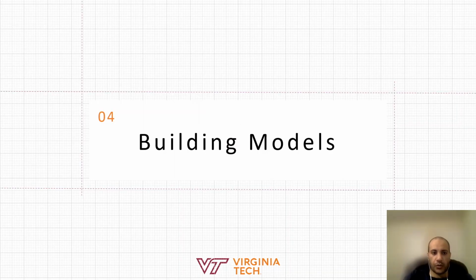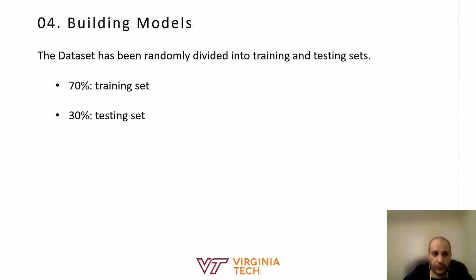Now let's jump to building our models. The first thing, I divided my data set into 2, the training set and testing set. For the training set, I dedicated 70% of the data set. And for the testing set, I set the remaining 30% of the data set. And by the way, they are randomly divided, so I didn't bake it up. I just randomly selected the training and testing sets.